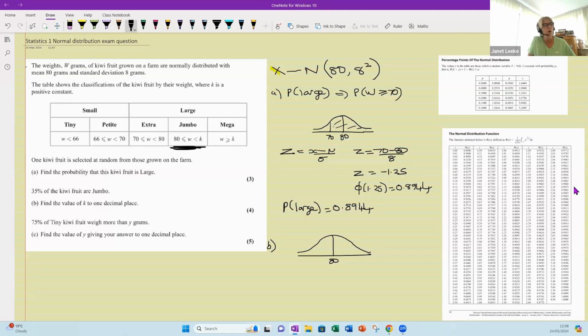And it tells me that the area from the mean up to some value K represents 35%, 0.35. So I know the probability of being between 80 and K is 0.35. But I know something else as well, because I know the area to the left of the mean is 0.5. So therefore, the probability of W being less than K is equal to 0.85.